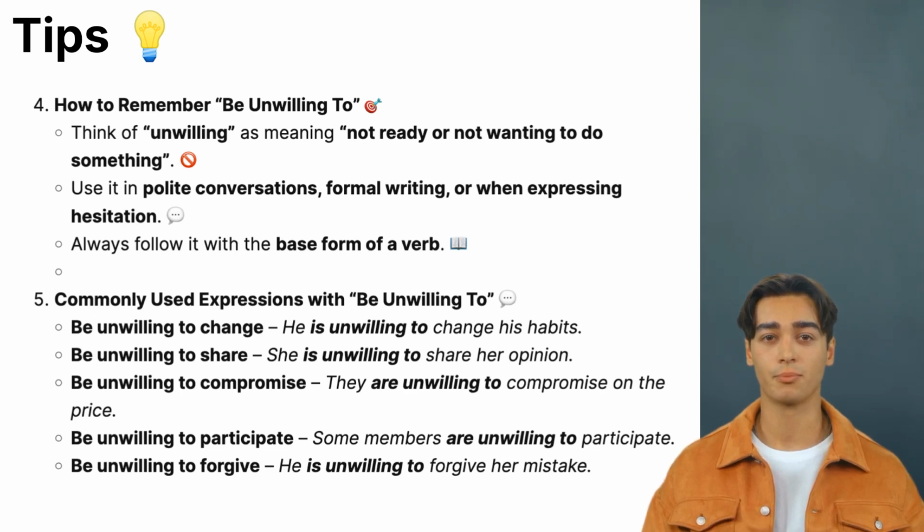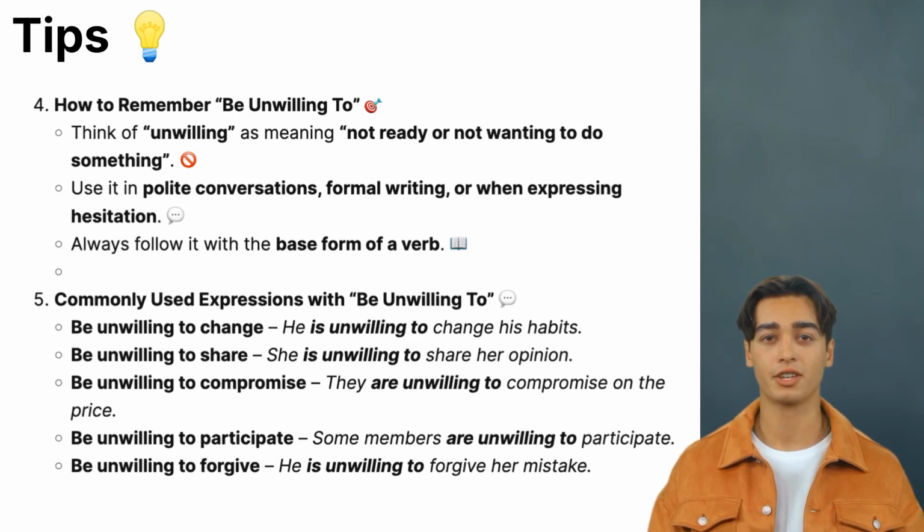4. How to remember be unwilling to. Here's a simple way to remember. Think of unwilling as meaning not ready or not wanting to do something. It's often used in polite conversations, formal writing, or when showing hesitation or emotional reasons. And don't forget, it's always followed by the base form of the verb.